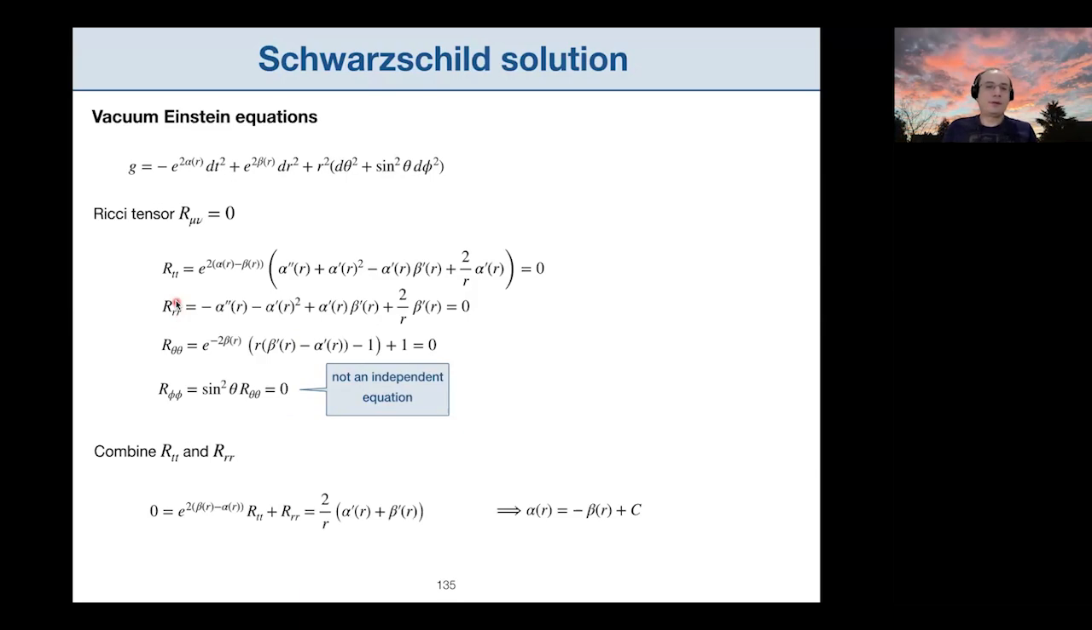How to do it? Well, there is a well-known way, which you have to know. We begin by combining the TT equation and the RR equation in an appropriate way. And from that, we get a fairly simple equation for alpha prime and beta prime. Namely, alpha prime is equal to minus beta prime, which means that alpha is minus beta plus a constant c. So we can at least eliminate one of these functions at the expense of the other.